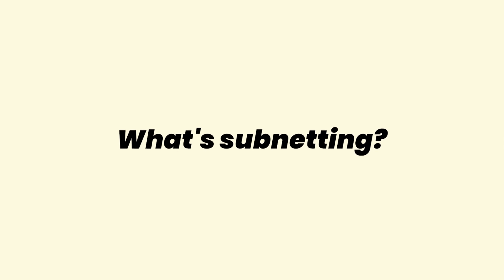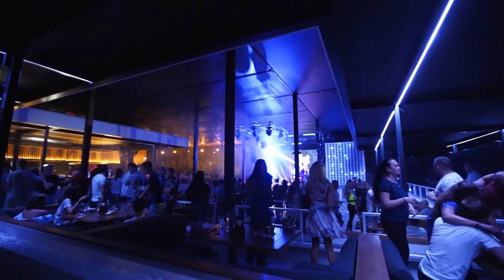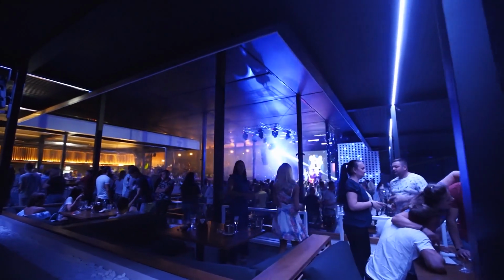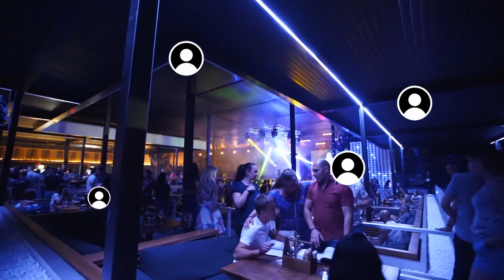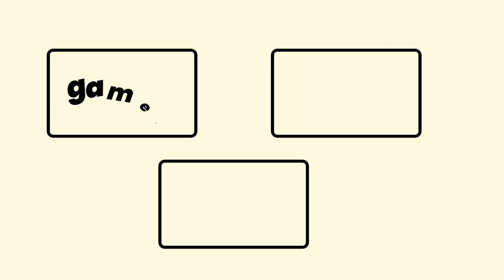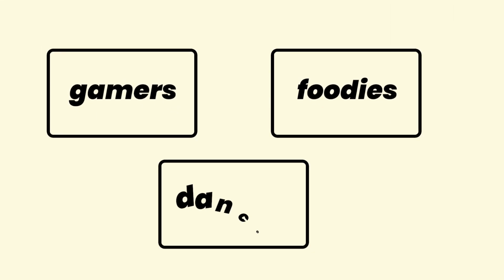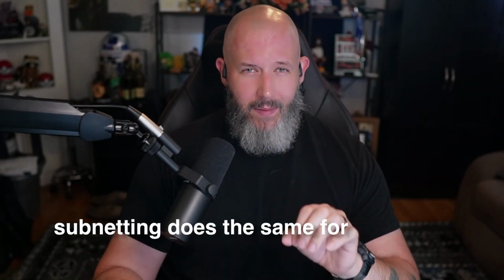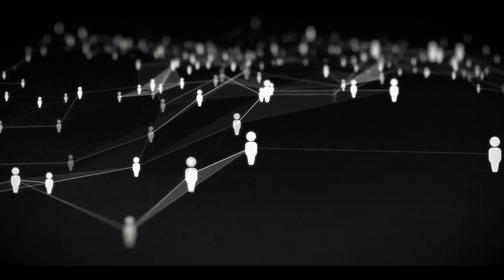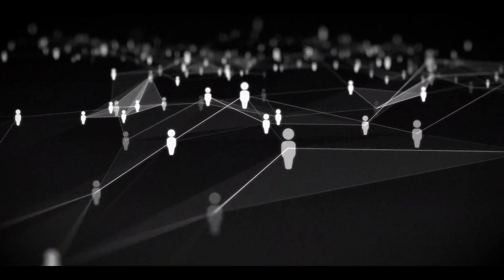All right, what's subnetting? Imagine you're hosting a huge party with hundreds of people in one giant room. It's chaos. People are bumping into each other and you can't keep track of who's who. Now, if you split that room into smaller sections, say one for gamers, one for foodies, and one for dancers, it's way easier to manage. Subnetting does the same for networks. It takes a big network and divides it into smaller, more organized subnetworks or subnets. This helps with organization, security, and even makes your network run smoother.